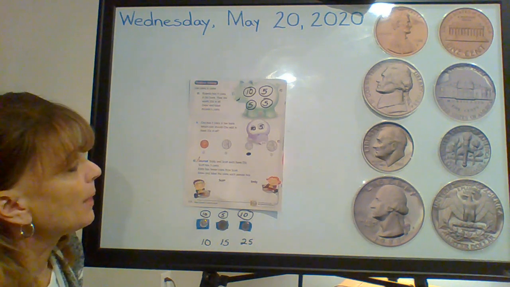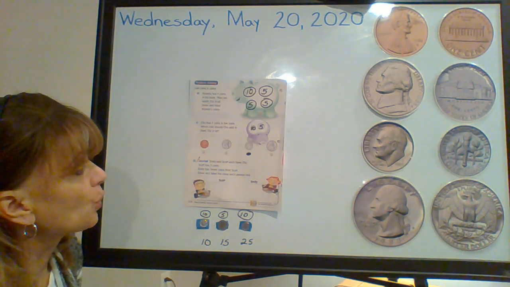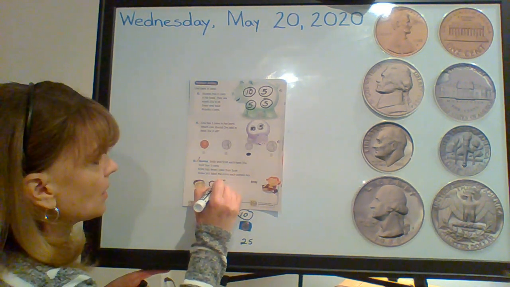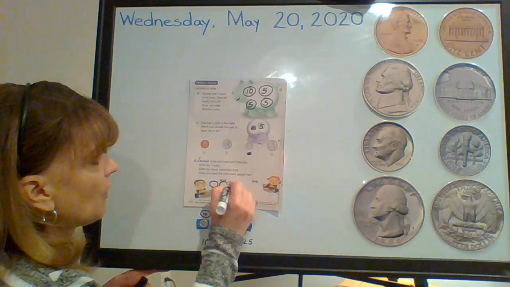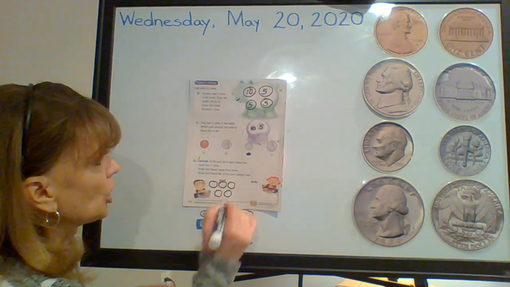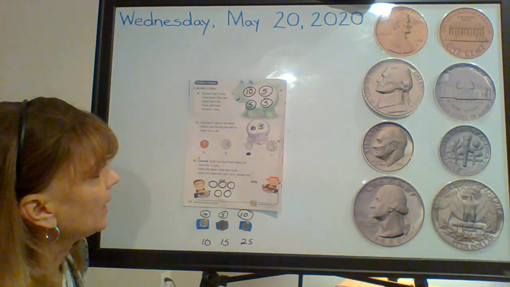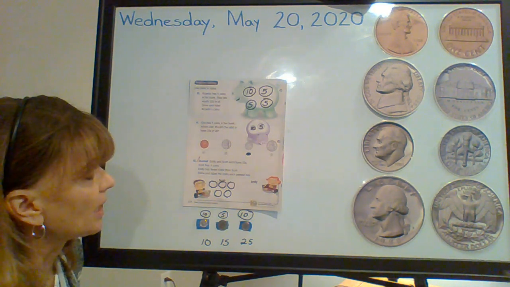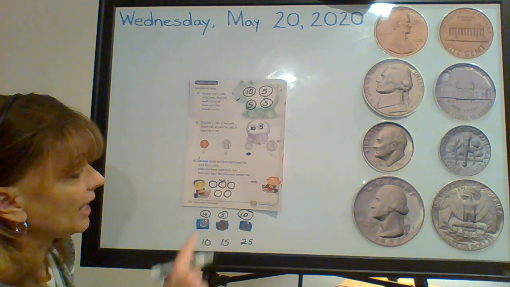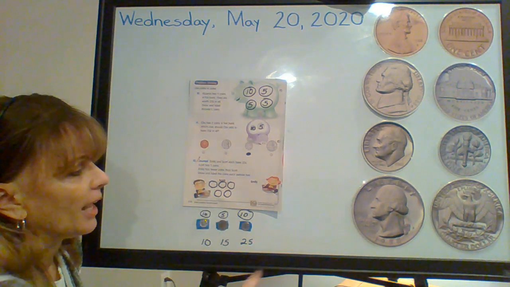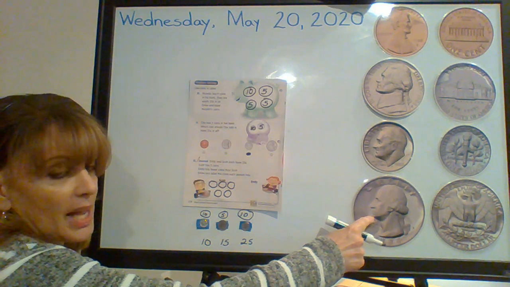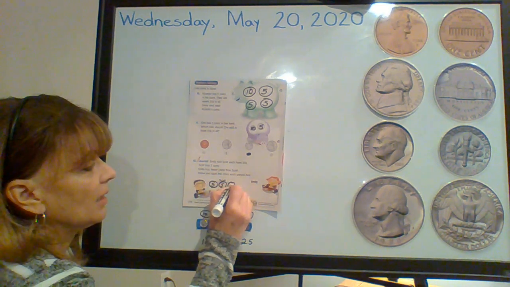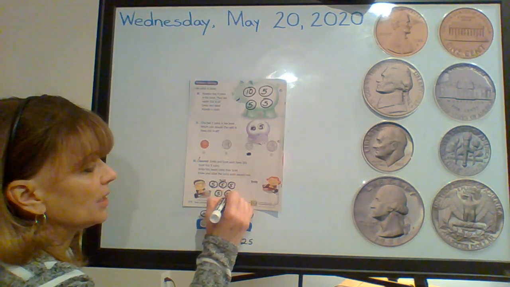It says, Emily and Scott each have 25 cents. Scott has 5 coins. So I'm going to draw 5 big circles. Emily has fewer coins than Scott. Draw and label the coins each person has. So we know Scott has 5 coins. And we know a quarter is 25 cents. And how do we get there by 5s? Well, it's 5, 10, 15, 20, 25.